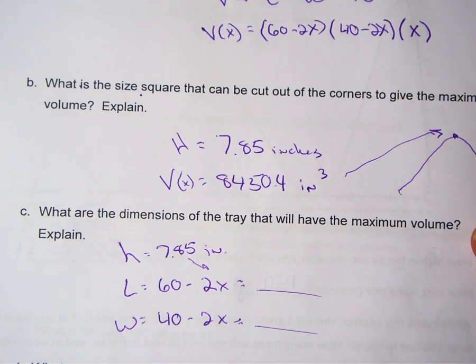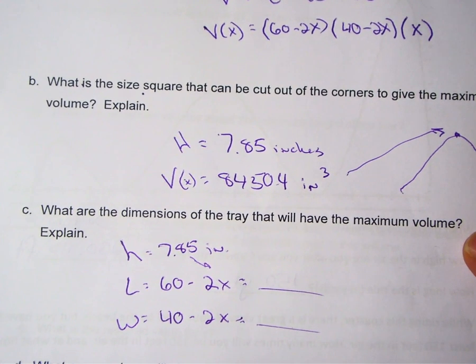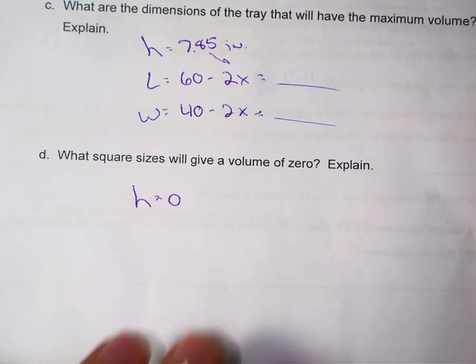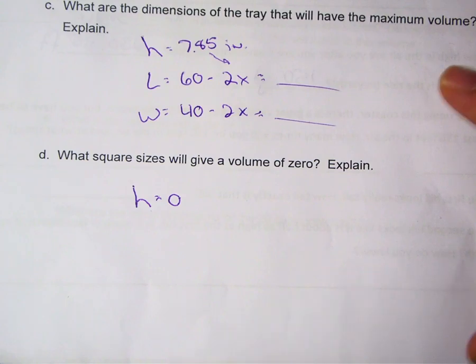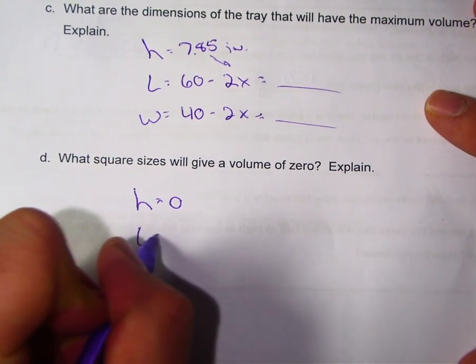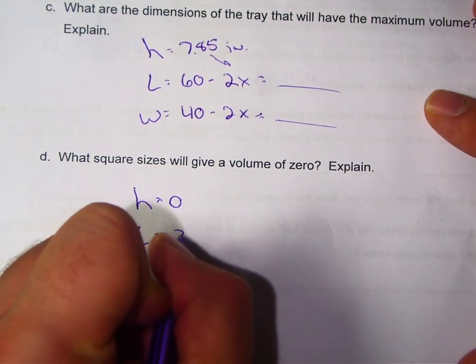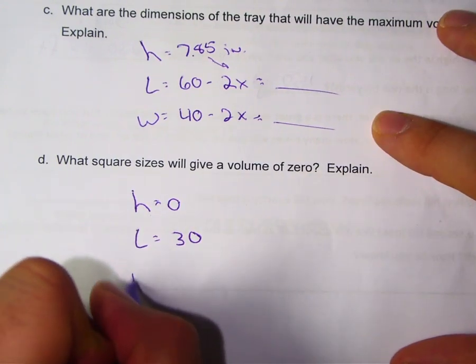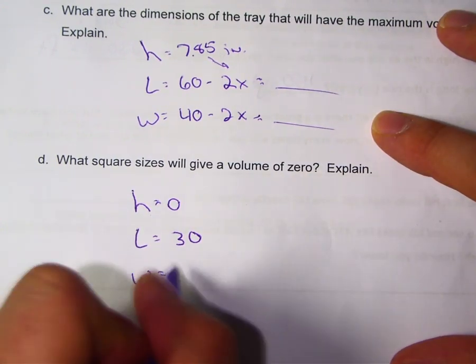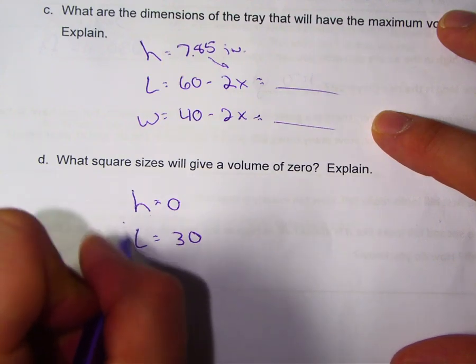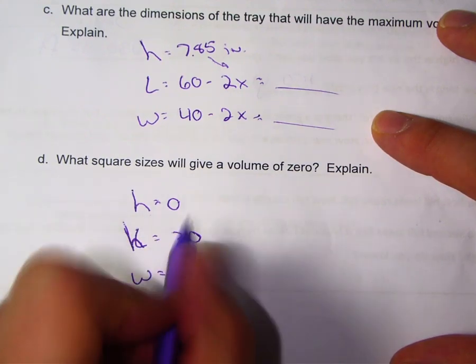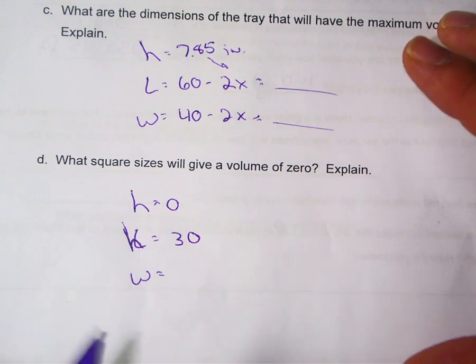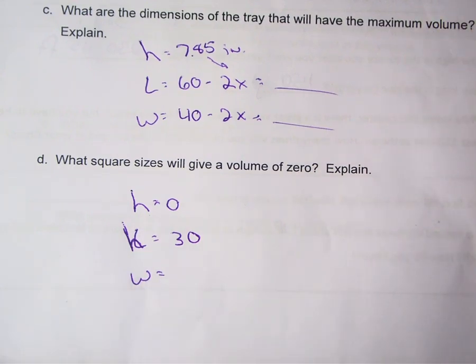What square size will give a volume of 0? Alright, and if you remember the height, if the height was 0, I'll slide this up so you can see it. If the height's 0, it'll be a square size of 0. But also, if the length is 30, it'll be a square size of 0. And if the height is 30, it will make the length 0, which will give us a volume of 0.